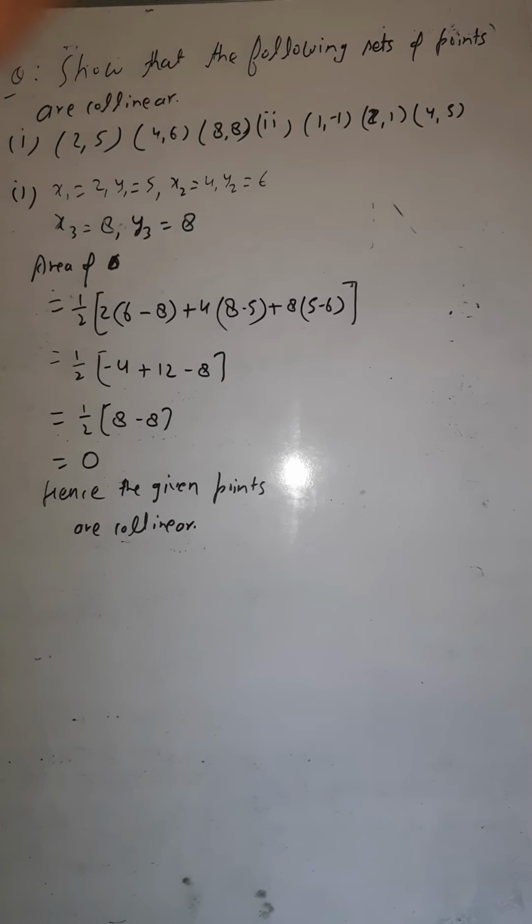Similarly, you would do the second question also. Find the area of the triangle; it comes out 0. So you would say that yes, these 3 points are also collinear points. Okay dear? Okay, then see you in the next lecture.